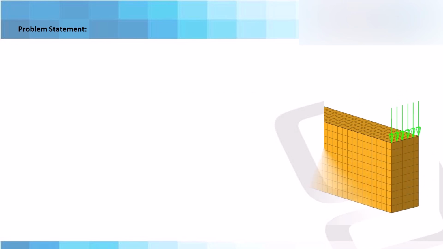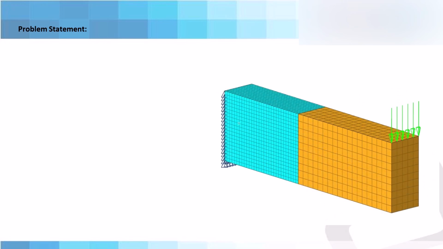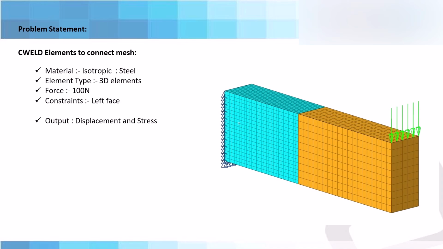Learn how to create C-weld elements and how to connect two different meshes. So this is the problem statement we are going to solve. The problem statement is already set up: material of steel, element type of 3D, force is already defined on the right side and constraint already defined on the left side.